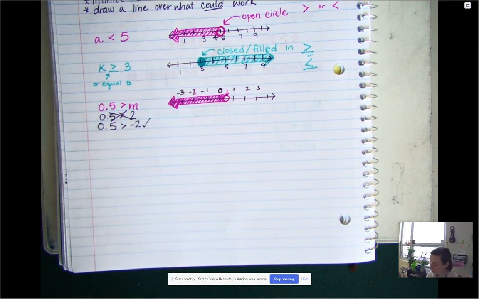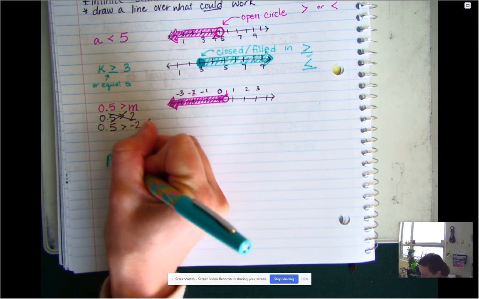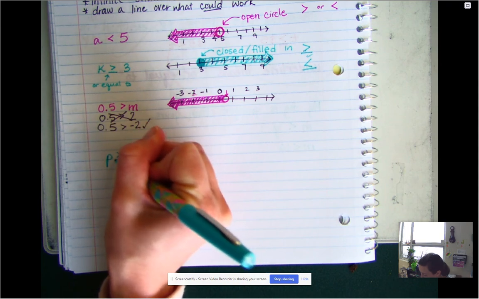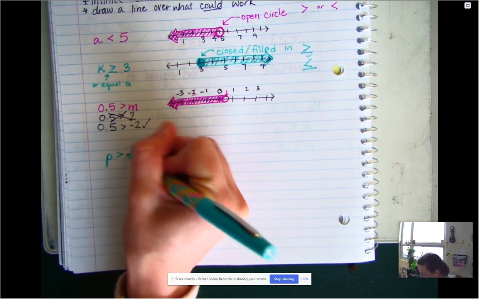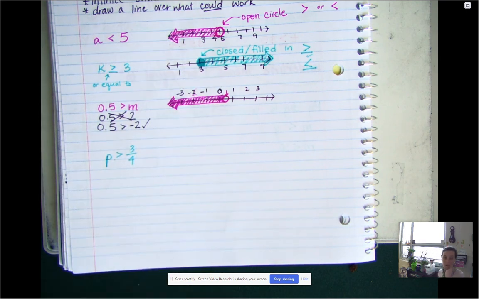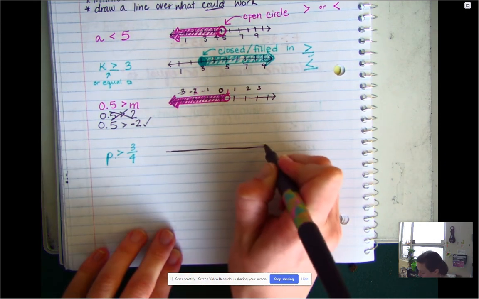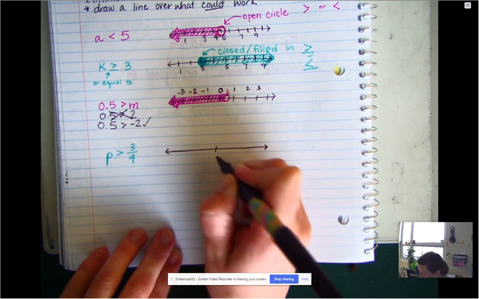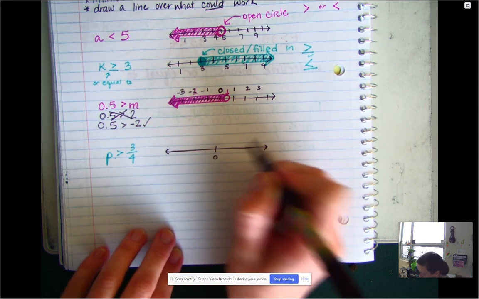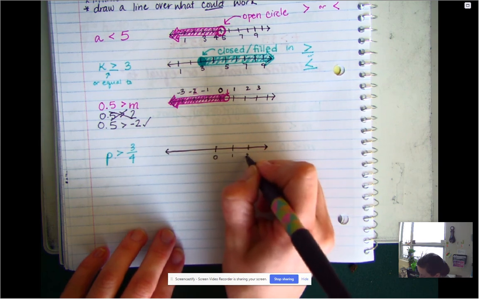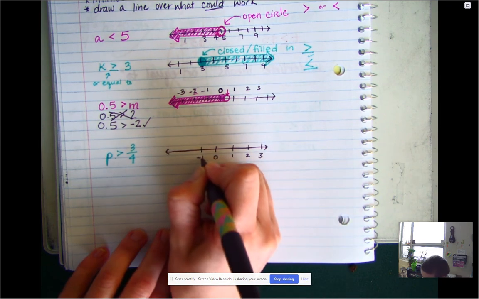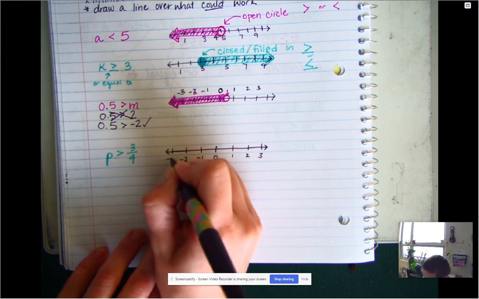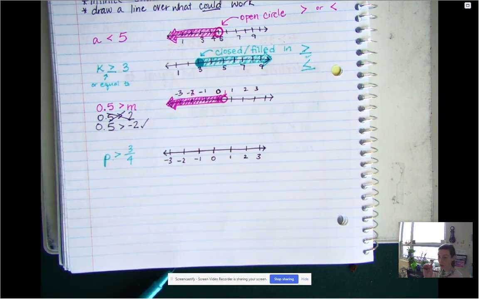Let's do one more fraction one. P is greater than 3/4. Step 1, number line. Again, you could choose a different scale than me as long as your spacing always means the same interval between the numbers.